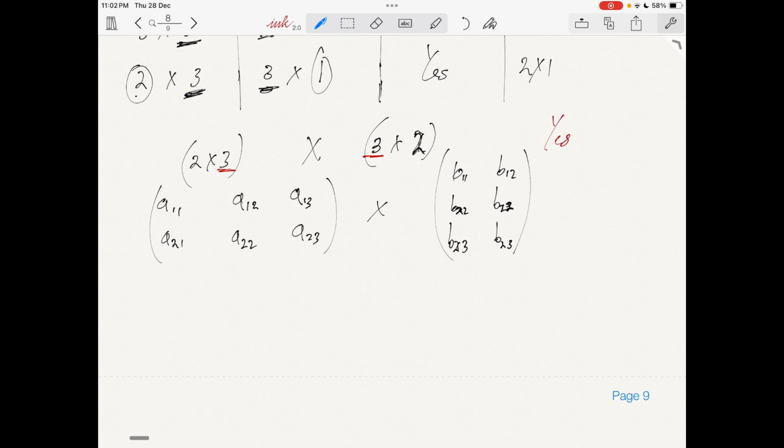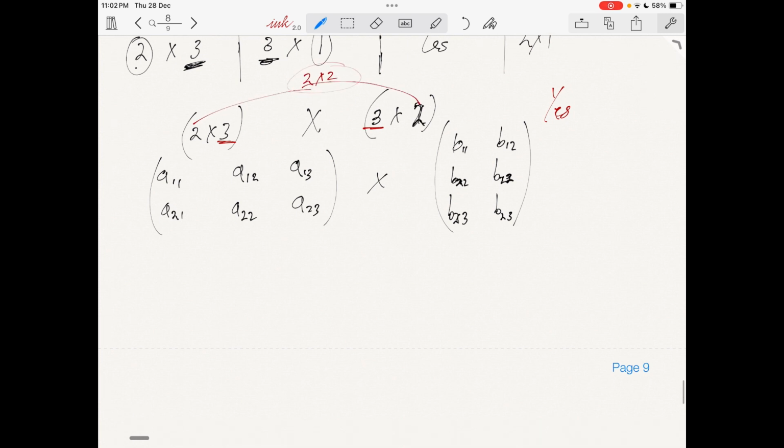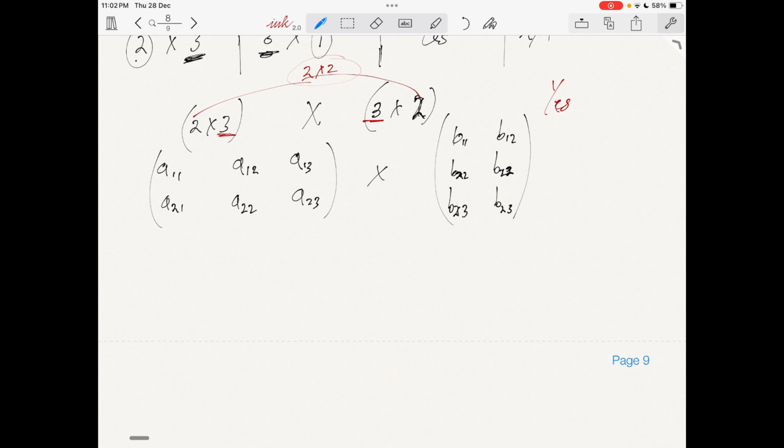The result of the matrix will then be what? A 2 by 2 matrix. Okay, so how then do we perform this? This is where we will try our best not to get ourselves lost. This is very, very important.